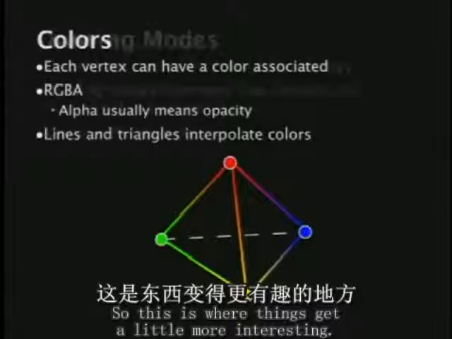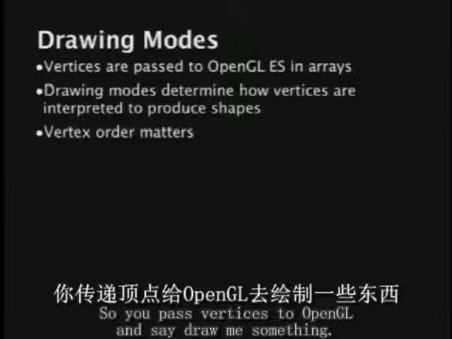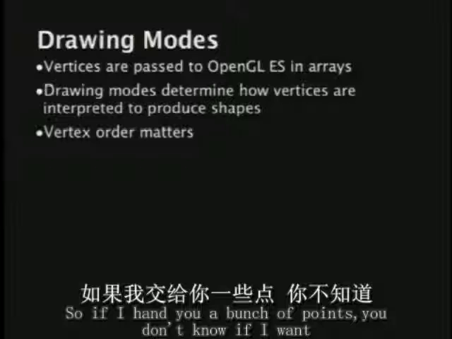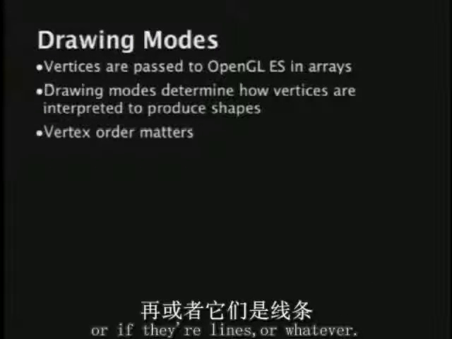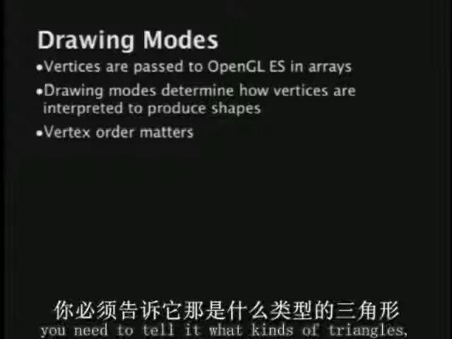OK. So this is where things get a little more interesting. You pass vertices to OpenGL and say, draw me something. It needs to know what those vertices mean. So if I hand you a bunch of points, you don't know if I want to draw just a bunch of points, or if they're triangles, or if they're lines, or whatever. So you actually need to tell it. And even if you say these are triangles, you need to tell it what kinds of triangles.